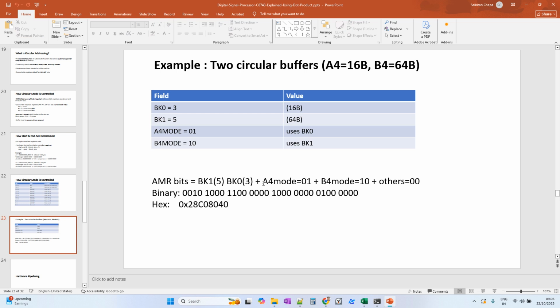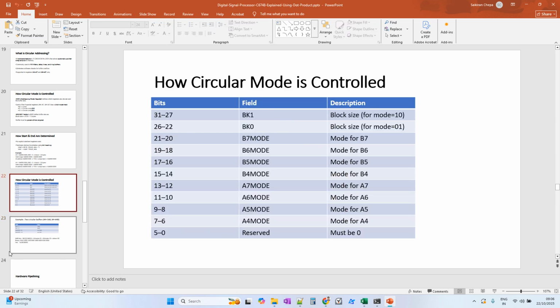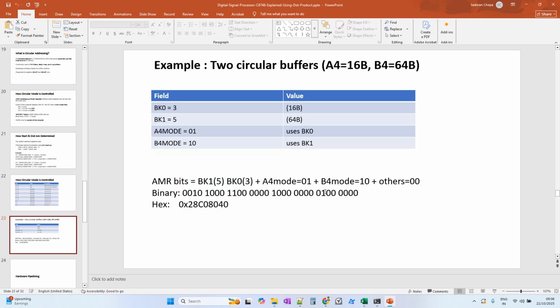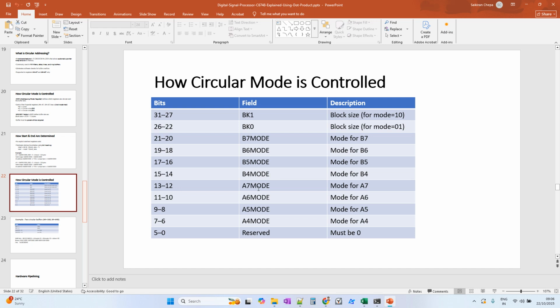If you see, the AMR bits should be like this. The first 6 bits will be all zeros because they are reserved. The next is 01, which is A4's value that you have to give, so 01 I have given. Next values are all linear addressing: A5, A6, A7 are linear addressing. Next, the B4 mode will come.